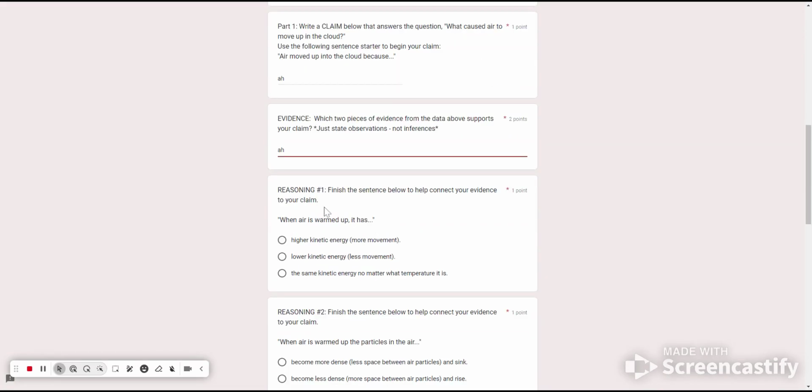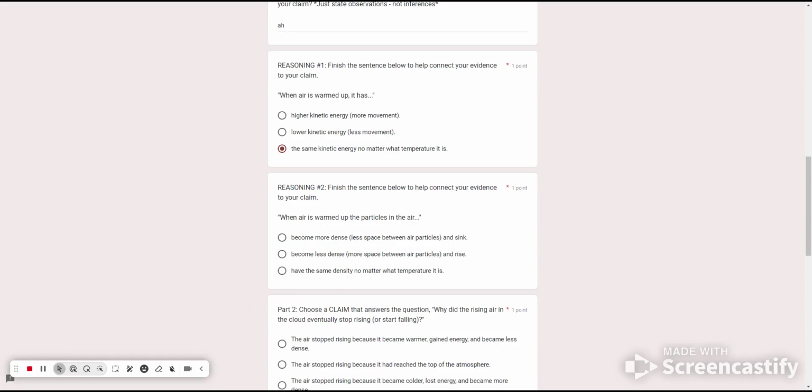Then reasoning number 1, you'll finish the sentence below to connect your evidence to your claim. When air is warmed up, is it higher kinetic energy, more movement, lower kinetic energy, less movement, or the same kinetic energy no matter what the temperature is? You will select one of those choices.